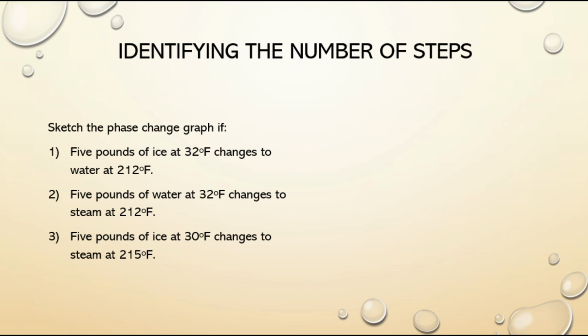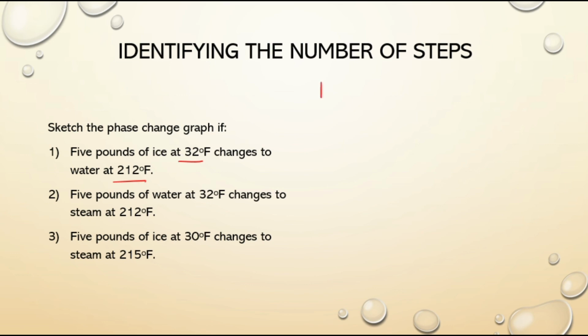You're not necessarily going to go at solid ice at a lower temperature than 0 all the way up to steam at a higher temperature than the boiling point. So here we are. 32, of course, is when we freeze in Fahrenheit, and 212 is when we boil. So just knowing that, we're going to sketch a graph.